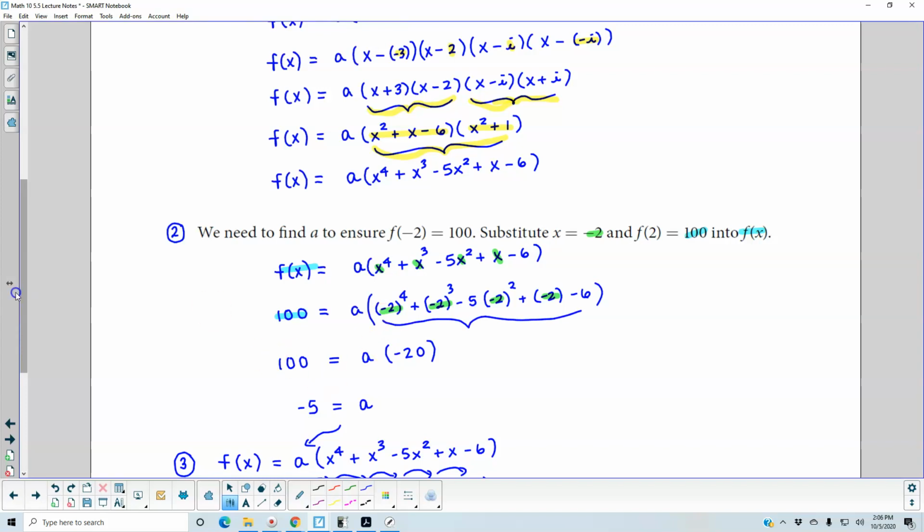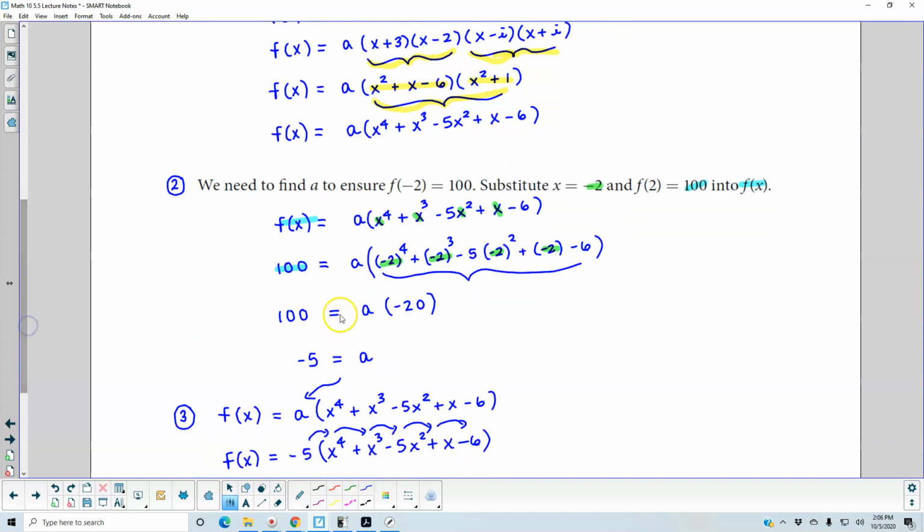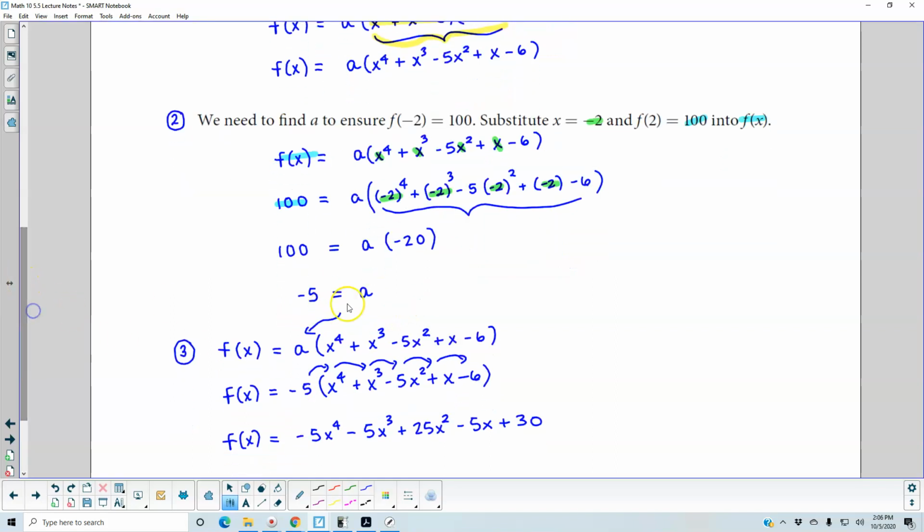When we use the order of operations for that result, it gives us -20. So we get 100 equals a times -20. Divide both sides by -20. 100 divided by -20 gives us -5. So now we know that a is equal to -5.